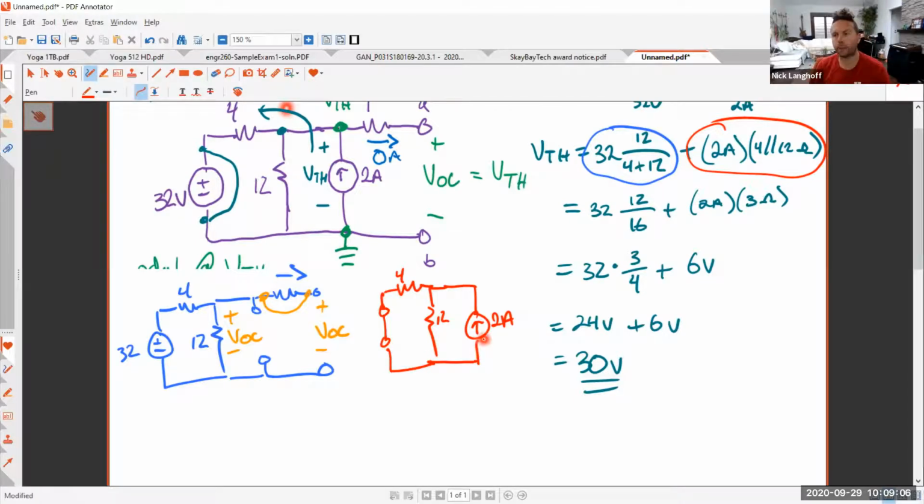right? And when you redraw it again, which again, I want you to get better and better at doing this in your mind, this is a 4 parallel 12. And then you see that all that 2 amps flows through there. And then you're just looking at the voltage across that. And that is VOC.